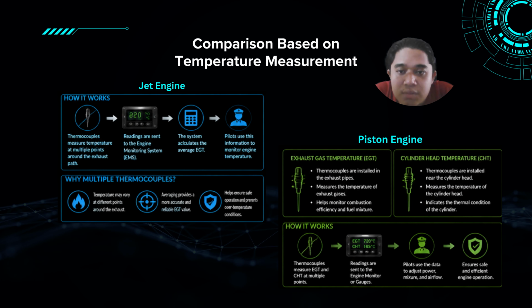based on temperature measurement. For the jet engine, the first is the thermocouple, to measure the temperature at multiple points around the exhaust path. Readings are sent to the engine monitoring system. The system calculates the average EGT.